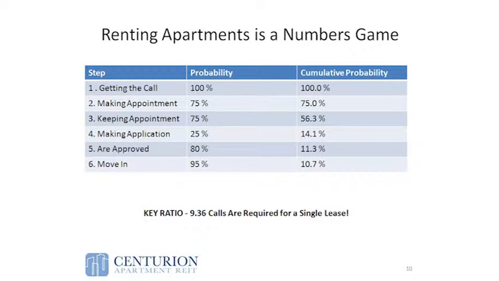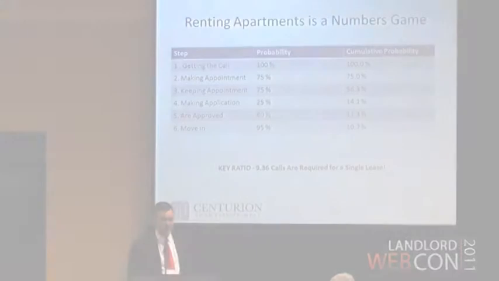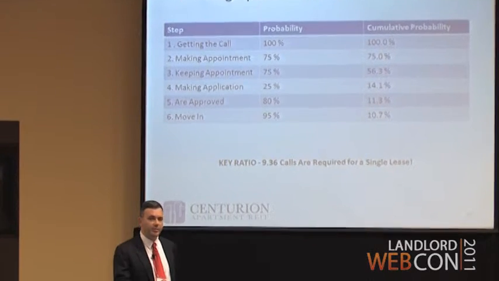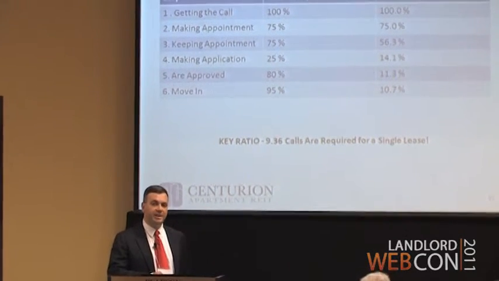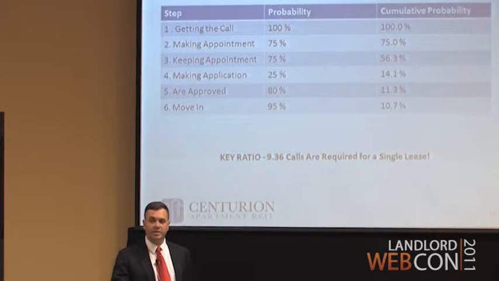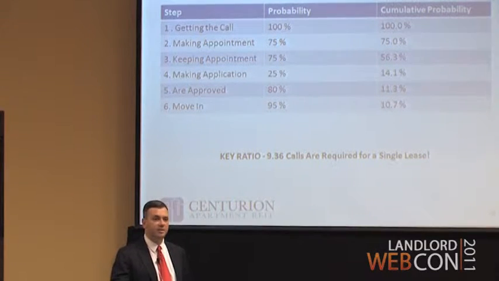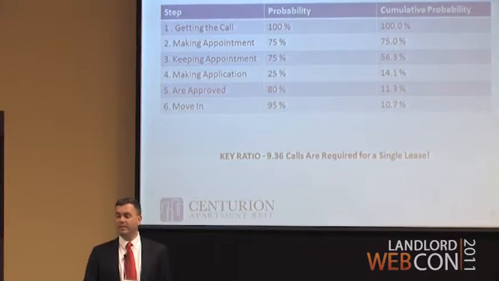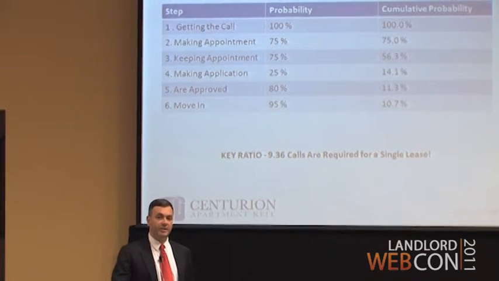So as I said, renting is a numbers game. So I'm going to take you through an idealized example. We've separated our lease process into about 6 stages, which we monitor, each stage and our success ratios in each, independently. So the first is you want to get the call. Now I'm going to assume that you're going to get the call every single time. So we're not going to play with that number right now.